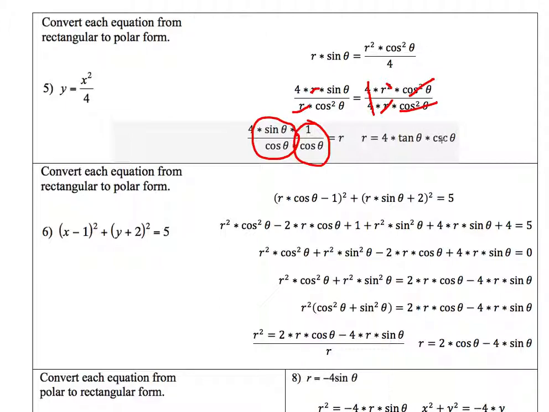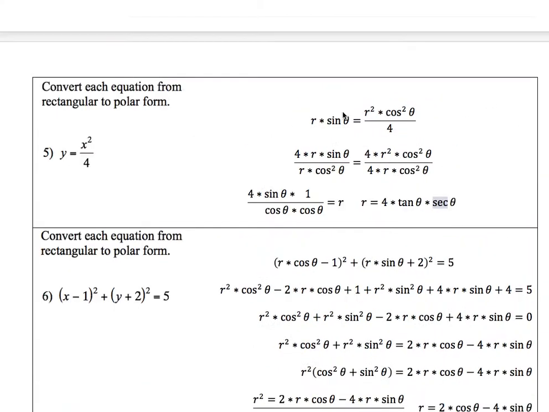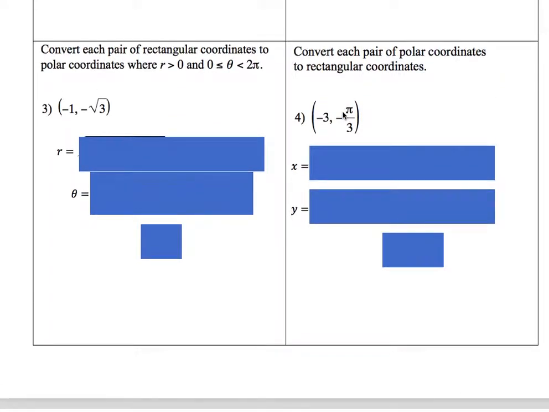Actually, you know what? This should say secant theta. Sorry, that's a typo. Let me fix that really quickly. There we go. The reciprocal of 1 over cosine is secant theta. Glad I caught that. All right, moving on. We are almost done, guys.